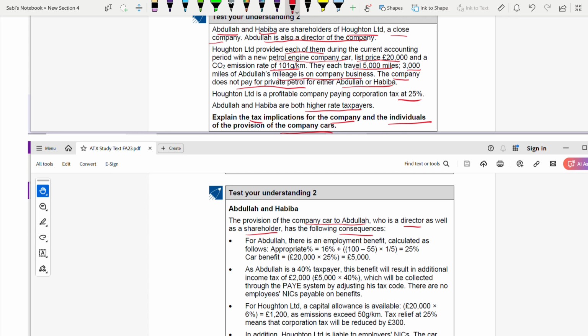You have to calculate the benefit using what? The car benefit rule. From where did we study this car benefit rule? While I was explaining income tax, under employment income. Please check the employment income lecture under my ATX playlist. I don't remember the lecture number. It might be my lecture 2 or 3, employment income.